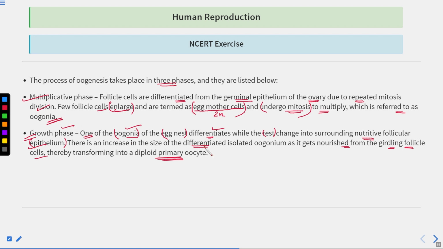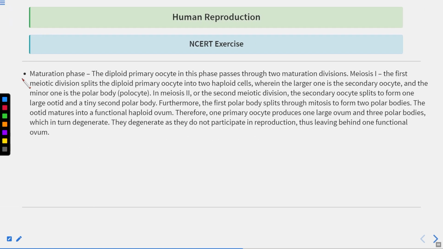So you can say in the growth phase, there is the formation of a diploid primary oocyte. And how is the primary oocyte formed? Only one of the many oogonia cells will differentiate. The rest of the cells will transform into the nutritive follicular epithelium. Now this oogonium increases in size, getting nourishment from the surrounding follicular cells, and now it is known as the primary oocyte. Clear? Then next is the maturation phase.